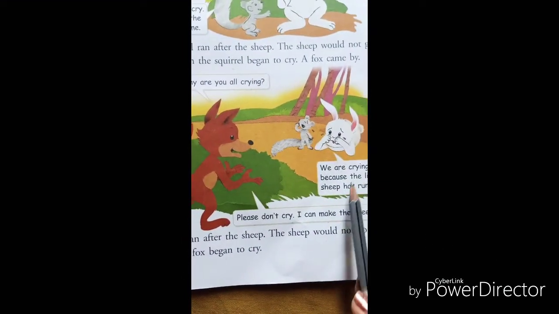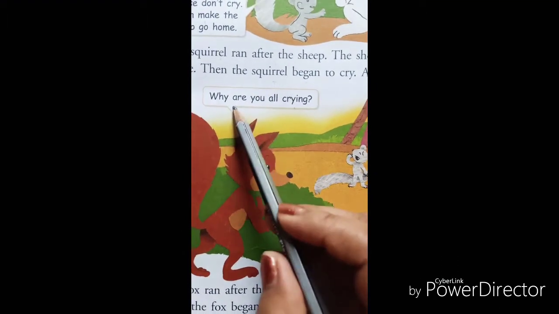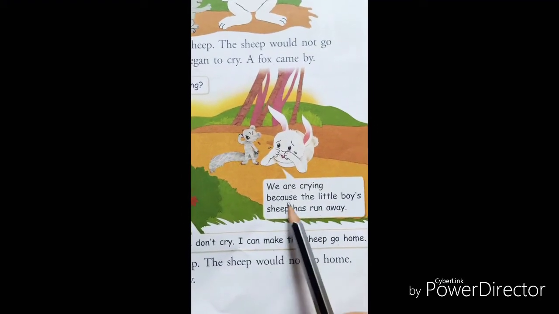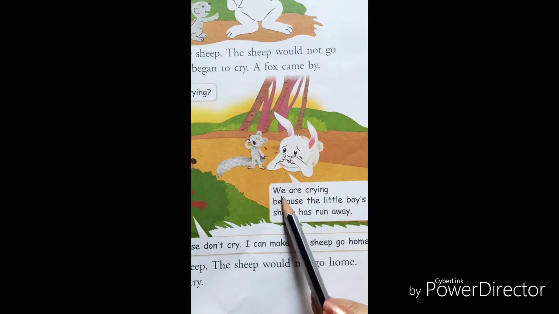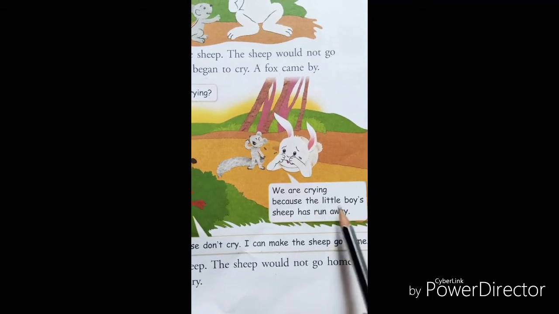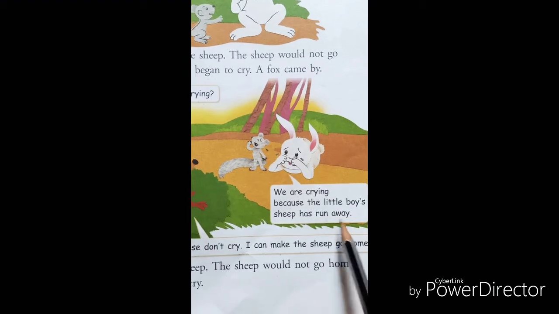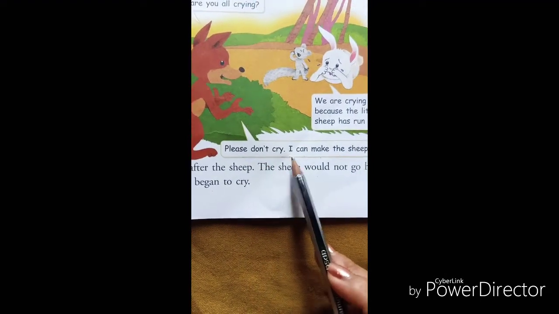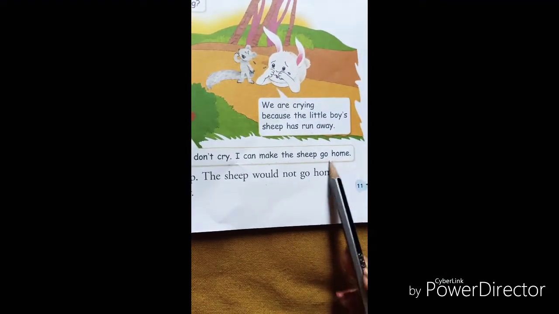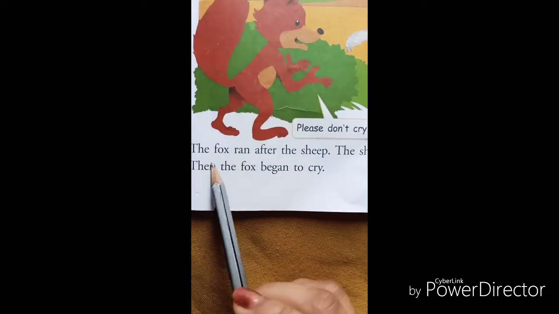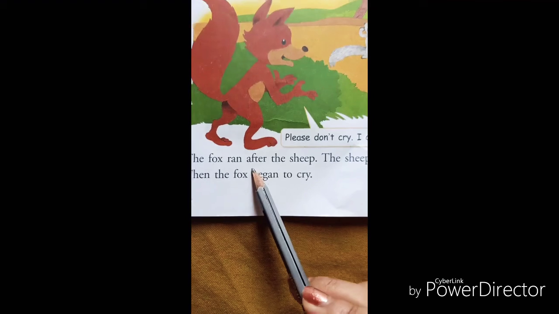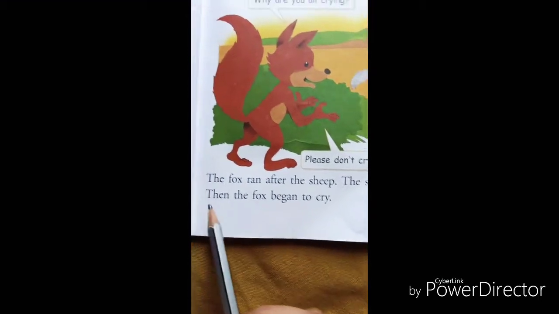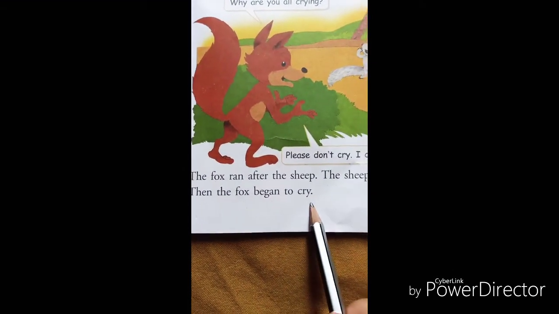Now these are the conversations between these animals. Why are you all crying? We are crying because the little boy's sheep has run away. Fox is saying, please don't cry. I can make the sheep go home. Come here. The fox ran after the sheep. The sheep would not go home. Then the fox began to cry.